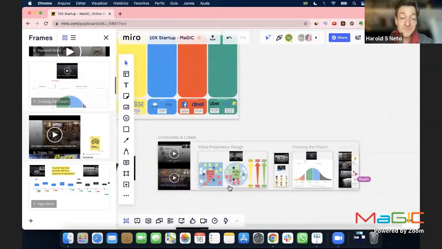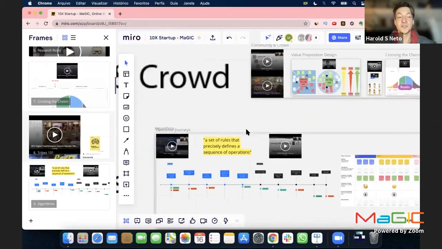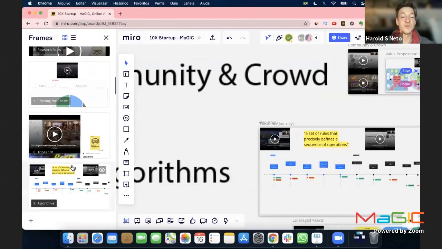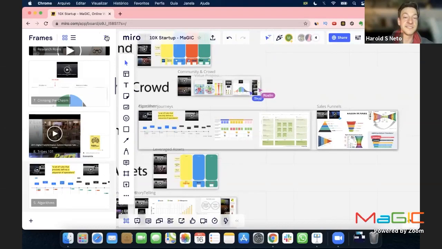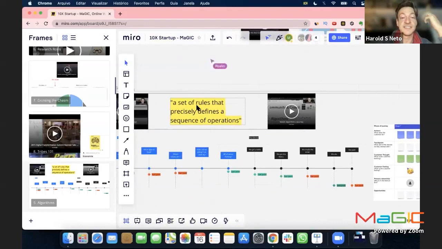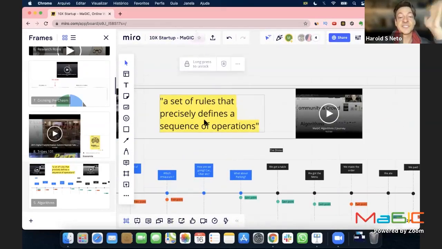So all those videos help you understand the power of community and how you can build a business based on the community. Now, once you understand your community, if you move here, you're going to get to algorithms. And you're probably thinking, what does my community have to do with algorithms? Well, actually, algorithms, let's see this description, is a set of rules that precisely defines a sequence of operations.